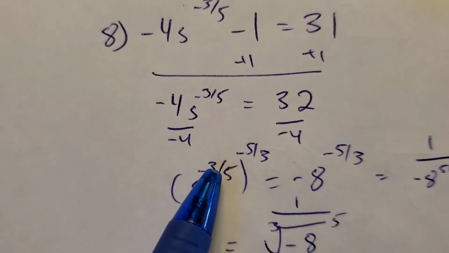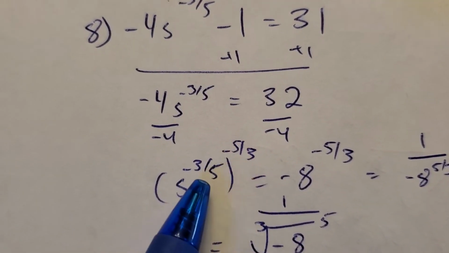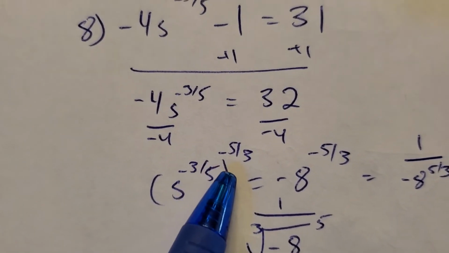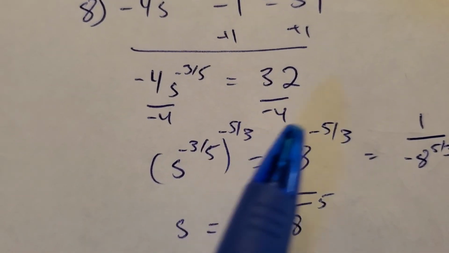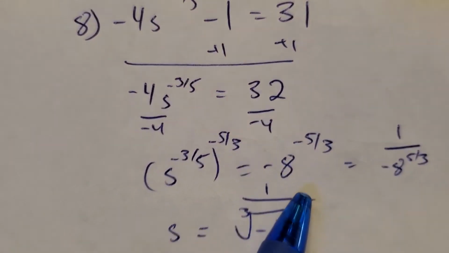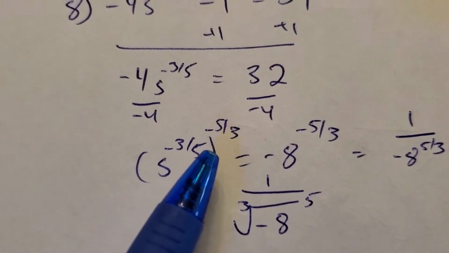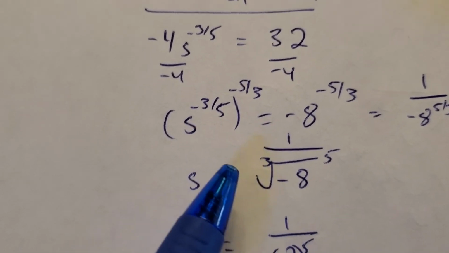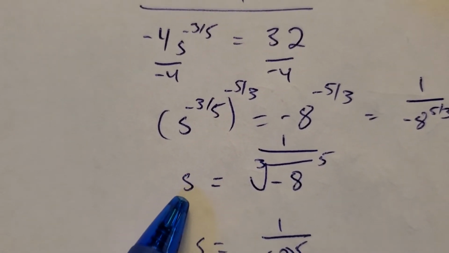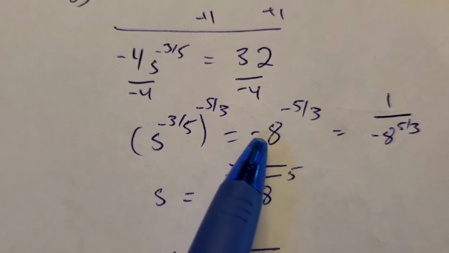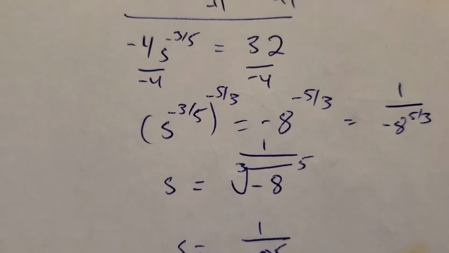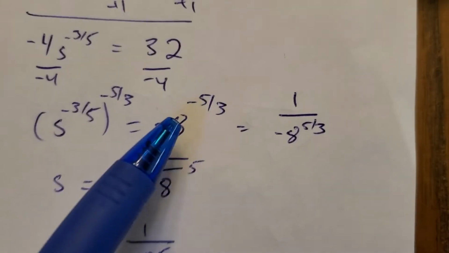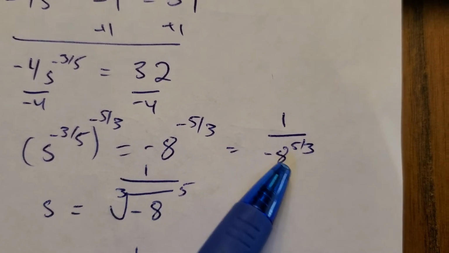We then raise both sides to the reciprocal power. The reciprocal of negative 3/5 is negative 5 over 3. So we raise both sides to that power. Power raised to a power, we keep the base, we multiply the exponents. When you multiply reciprocals, they reduce to 1, so we get just s. s is equal to negative 8 to the negative 5/3. So it's 1 over negative 8 to the positive 5/3.